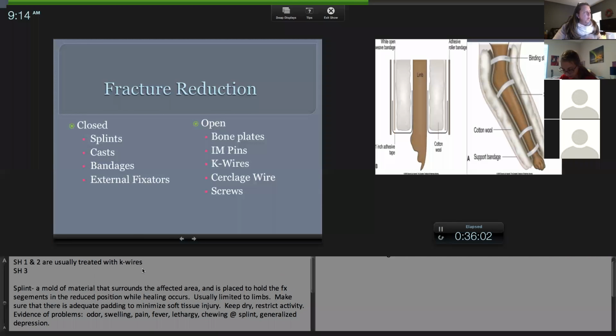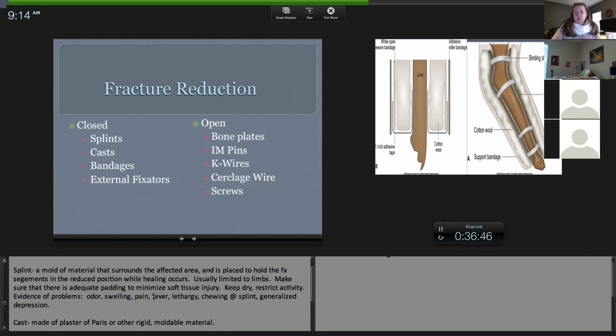now how we reduce fractures is how do we get them put back together? Typically, if we're talking about closed reduction, that means that we are not going into the bone. So it's something put on the outside of the leg. If we say we're going to close reduce a fracture, it means that we're doing it all by manipulation, physical exam. So that would be like a splint. You could do a cast. Like I said, sometimes you could just do a very thick bandage. But a splint is usually a mold.